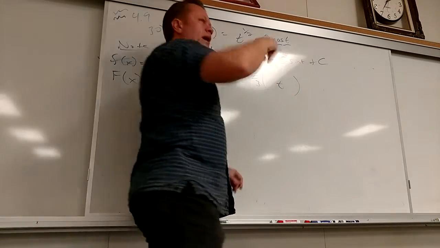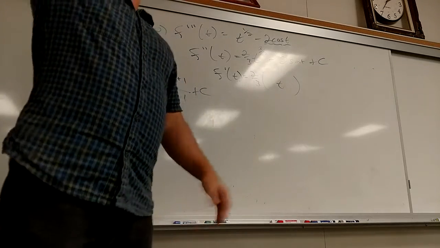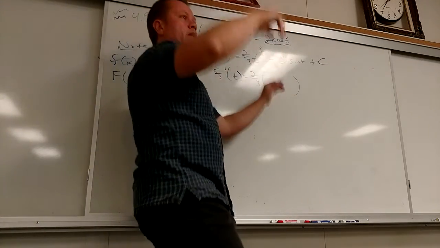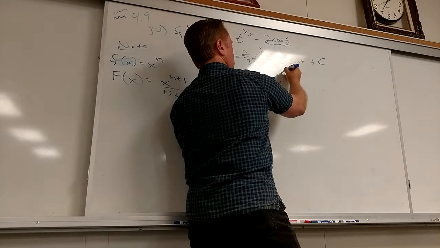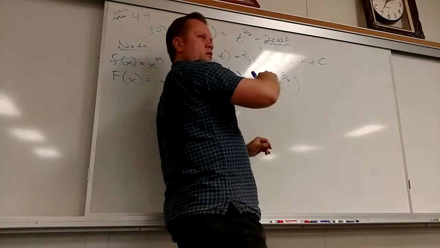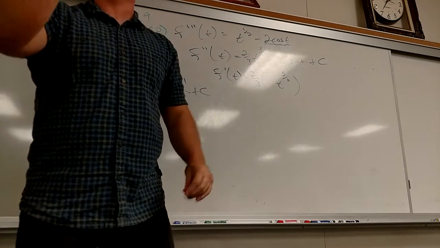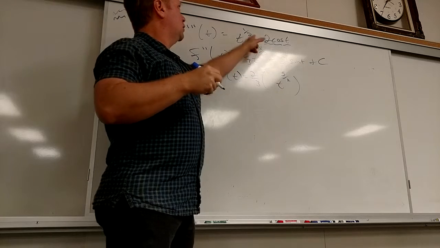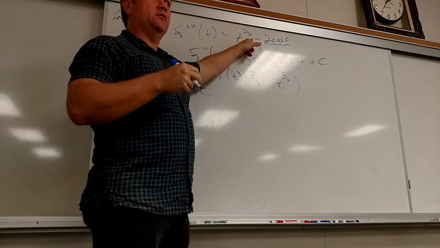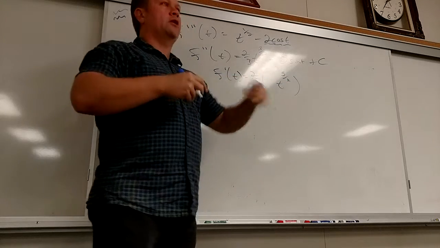In general, when I'm anti-differentiating, the power is going to go up by 1 instead of down. So 3/2 up by 1 is 5/2. Shortcut works here too. I don't know if you guys remember, the shortcut for differentiating was 3 minus 2 is 1/2, right? 1/2. 3 plus 2 is 5/2. It works the other way too.